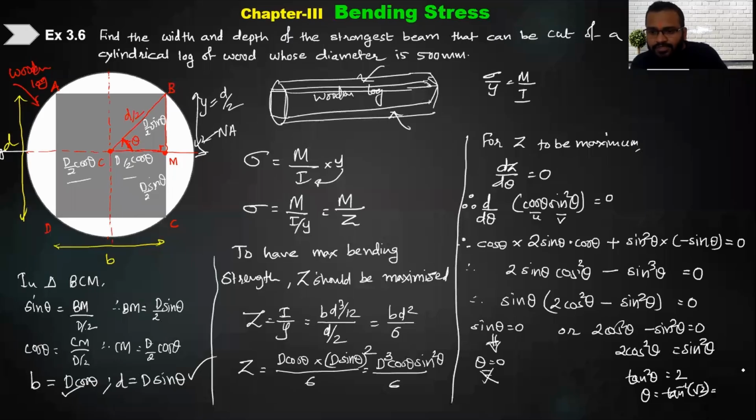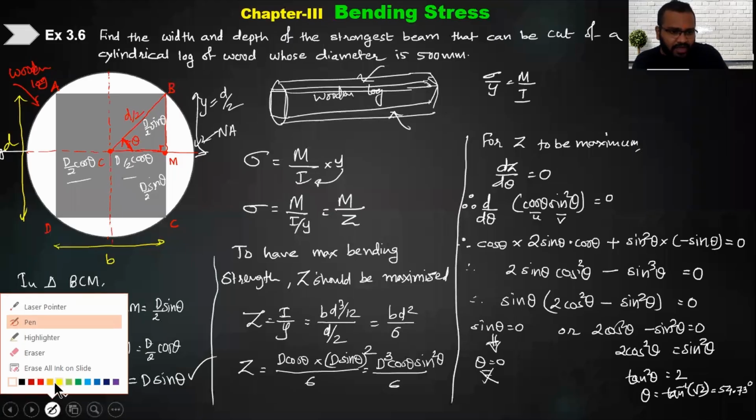And how much is that? 0.95. Theta is 0.95 radians. No sir, it is 54.735 degrees. Okay, fine, but we need degrees because we have to find cos and sin. Now can you get the values of b and d? Once you know theta for the maximum condition, you can simply find b and d.